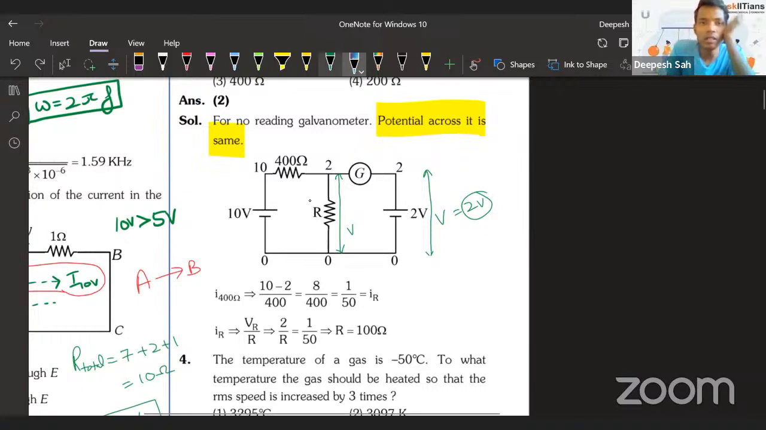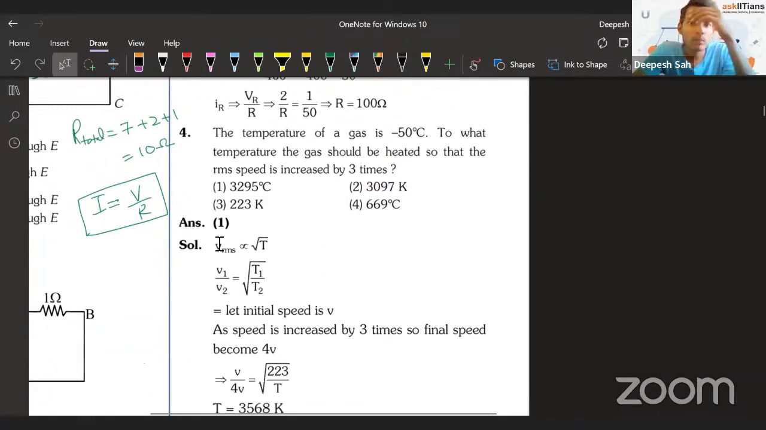Because as you can see, the current going in this branch, let's say this is IR, will be the same current going in this branch. Why? Because the current in this branch is actually equal to 0. That is the main reason. Okay, so this is a very, very important and tough question, I would say. Let's move ahead.